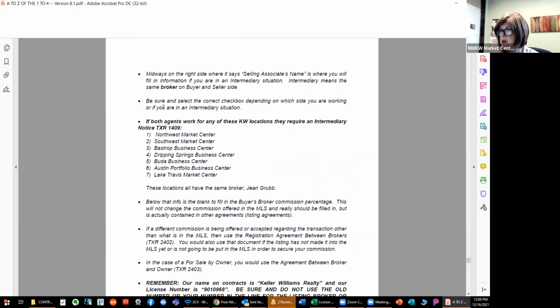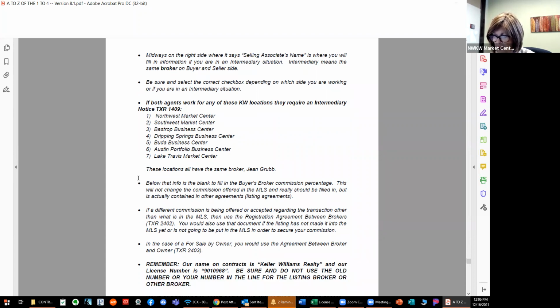Over here. Okay. Be sure to select the correct checkbox depending on which side you're working. If both agents work for any of these KW locations, they require an intermediary notice to be signed. Texas Realtor 1409, if any of these locations: Northwest, Southwest, Bastrop, Dripping, Buda, Austin, Lake Travis, Austin Portfolio, I meant to say. So any of those, it's intermediary. If it's Round Rock, no. If it's Cedar Park, no. They have different brokers. It's all broker driven.